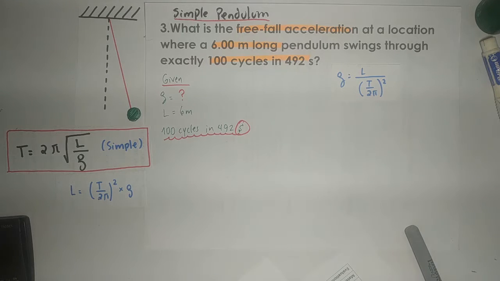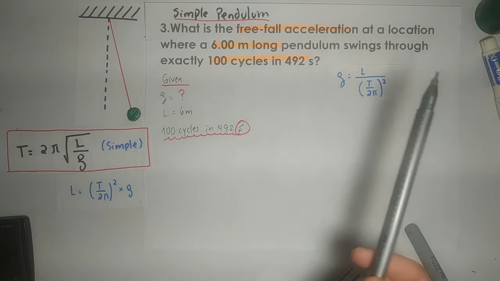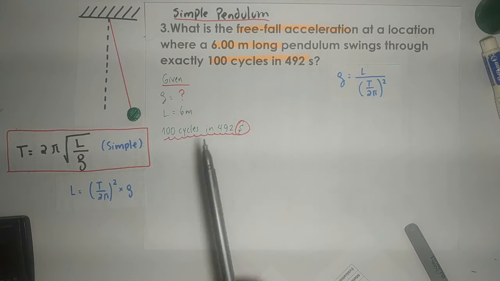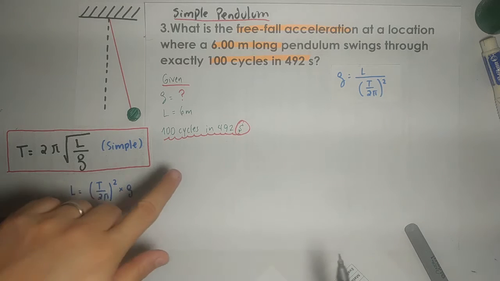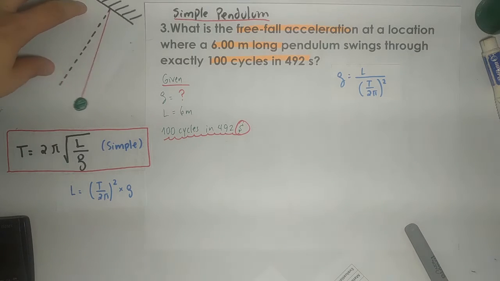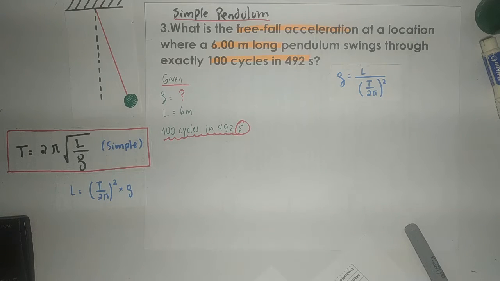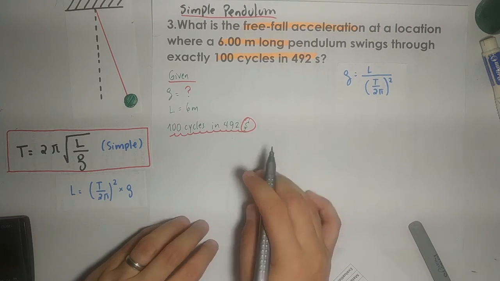So frequency is times over second, or how many times something passes through a point. As we're talking about a pendulum, it's how many times does it move back and forth, in this case in 492 seconds. How many times? 100 times. So that means that this pendulum moves 100 times in 492 seconds. Okay, now how do I turn this into my period?